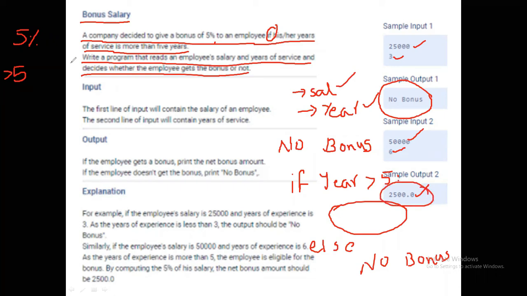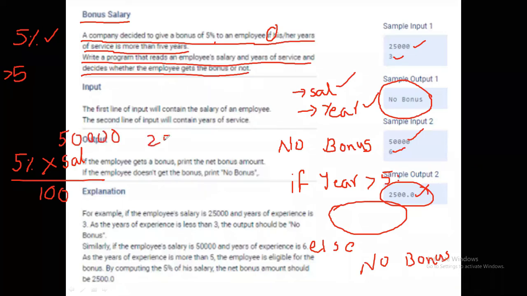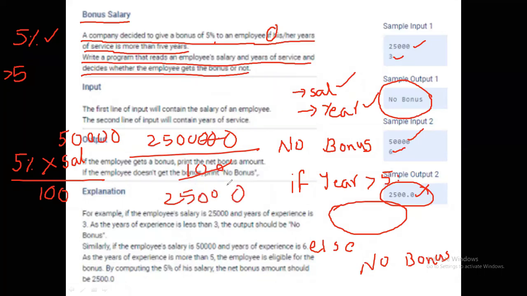Okay, how can we calculate the bonus? What is the percentage? 5%. So 5 into salary by 100. Here, 50,000: 5 into 50,000 we get 250,000, divided by 100. So it prints 2,500.0 as output. Okay, so now we write the program.